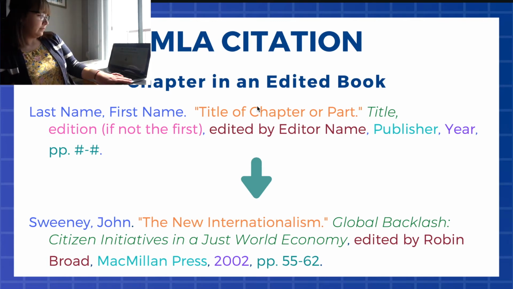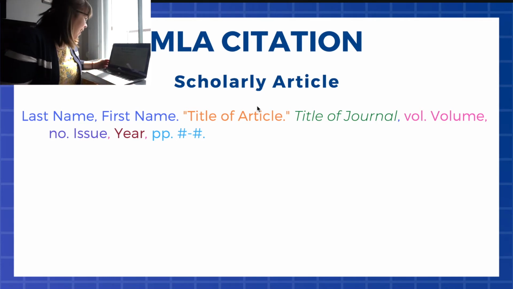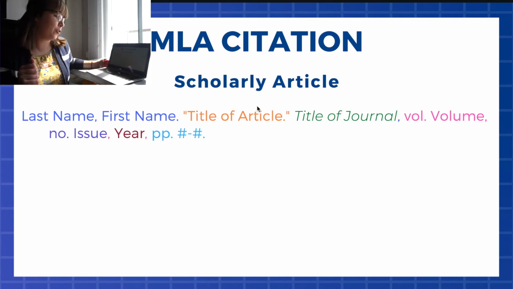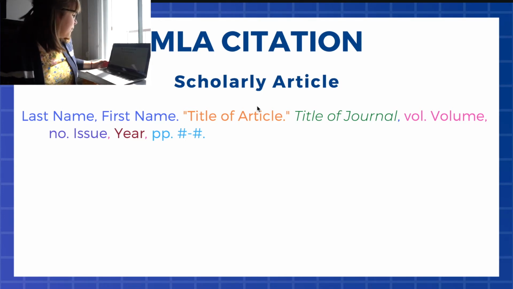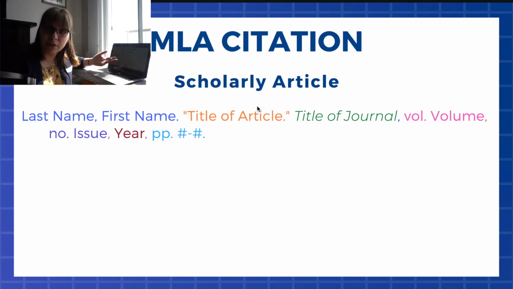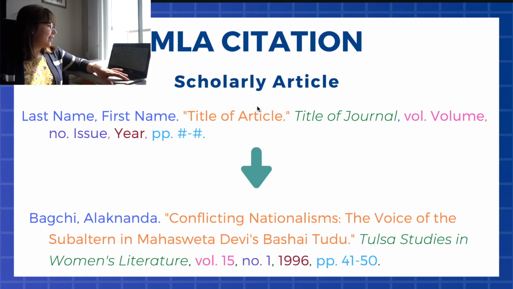Scholarly article is probably one of the more complicated things that you are going to be citing in MLA format. It's kind of similar to chapter in an edited book though. So you'll have last name and first name of the author, title of the article, title of the journal that this article was published in. Then you'll have volume and issue numbers, year, and then the page range. Again, page range of the full article, not just the page that you're citing from. So that will look like this.